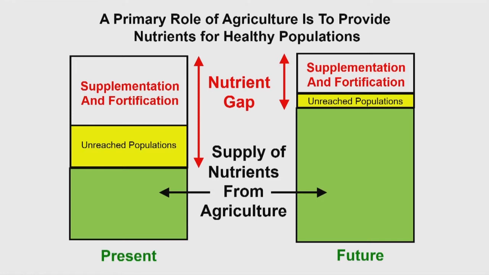And what we need to do in the future is to make sure that agricultural policies and agricultural investments provide a higher proportion of the total minerals and vitamins that people need. That green area has to go up. You're always going to need supplementation and fortification, but hopefully not as much as presently. Providing the minerals and vitamins in the food supply is much cheaper and much more sustainable than interventions such as supplementation and fortification. And of course, we want that area of the unreached populations to be as small as possible.